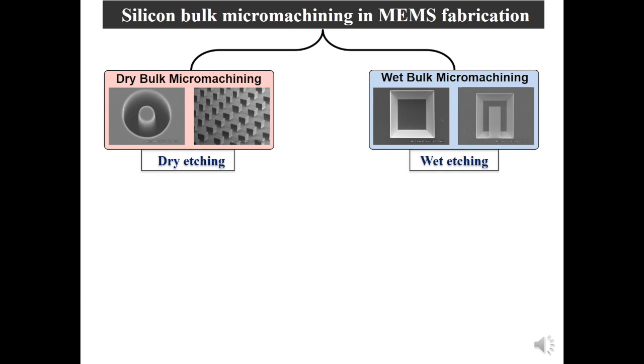Silicon bulk micromachining and MEMS fabrication is classified in two categories: dry bulk micromachining and wet bulk micromachining. Dry bulk micromachining is carried out using dry etching. This technique has several advantages. For example, it is directional, by which we can fabricate microstructure with vertical side wall.